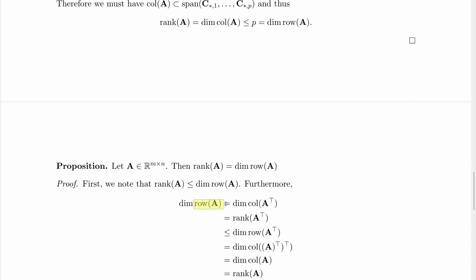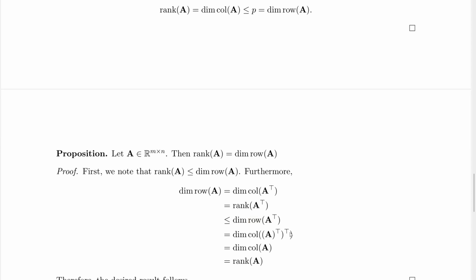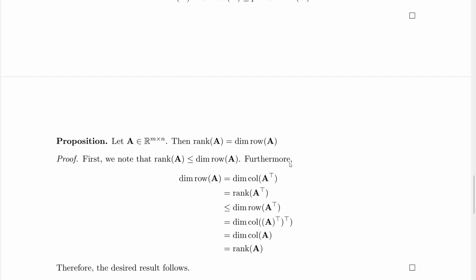Well, recall the row space is equal to the column space of A transpose. So that means we've got the rank of A transpose, but by our previous proposition, we know this does not exceed the dimension of the row space of A transpose. But the row space of A transpose is the column space, which is equal to the rank. There we go, we got our equality.